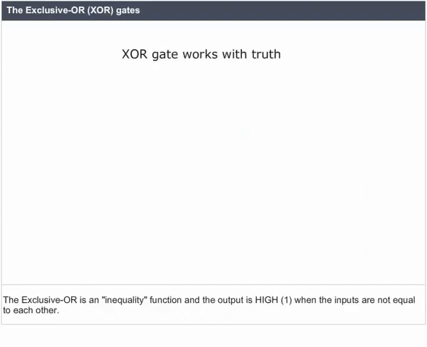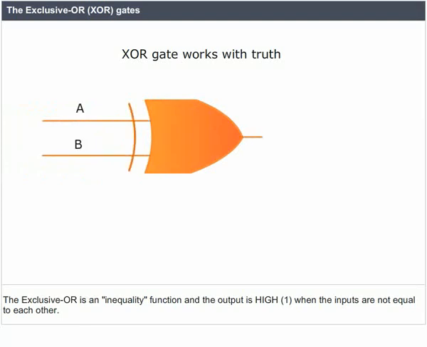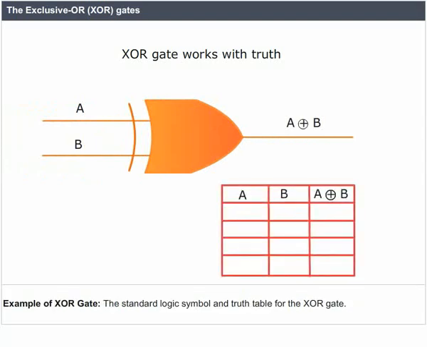The exclusive OR, XOR gate. The exclusive OR is an inequality function and the output is high, 1, when the inputs are not equal to each other. Example of XOR gate. The standard logic symbol and truth table for the XOR gate.